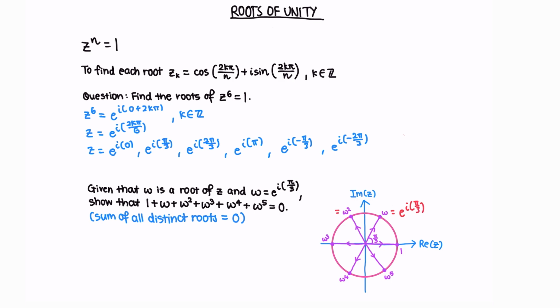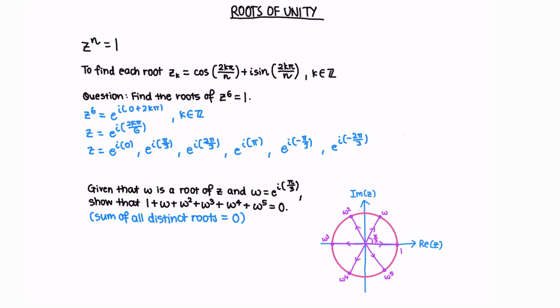Our third root over here is just e to the power of i 2π over 3. And if you see carefully, this is just w squared. And that's why I write this as w squared. This is w cubed, this is just e to the power of iπ, which is w cubed. And again for w to the power of 4, w to the power of 5, just note that e to the power of i 4π over 3 is the same as e to the power of i negative 2π over 3. So this shows that we can represent all our roots by 1, w, w squared, w cubed, w to the power of 4, and w to the power of 5.